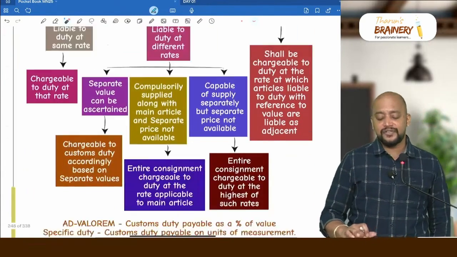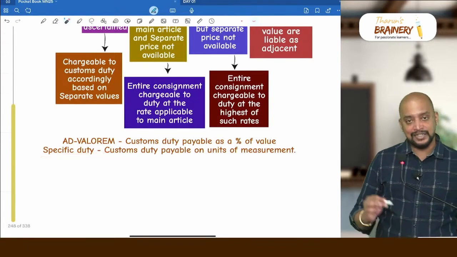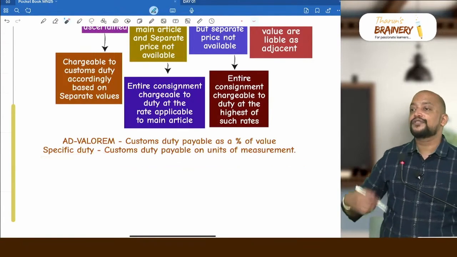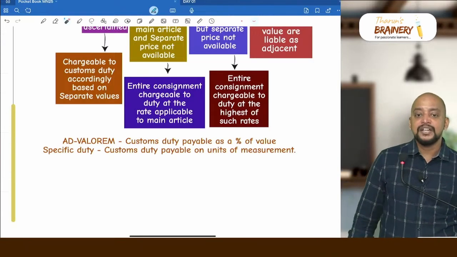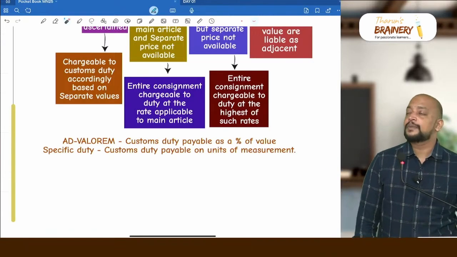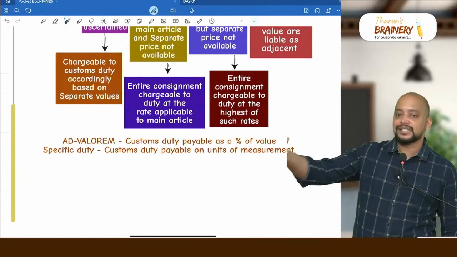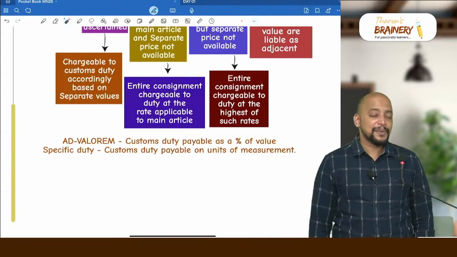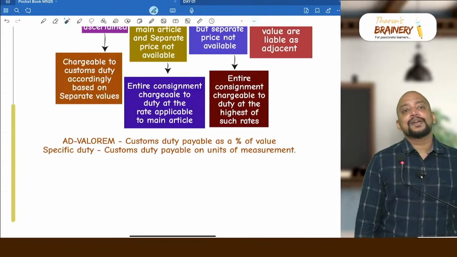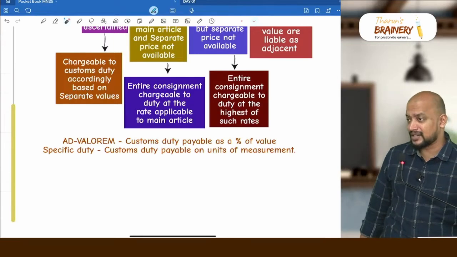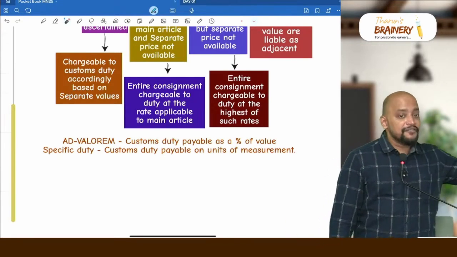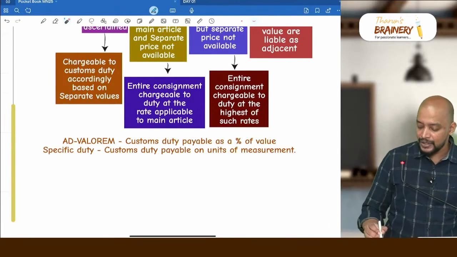What is the opposite of ad valorem duty? Specific duty method means customs duty payable on the basis of units of measurement. For example, on import of marble slabs, we need to pay based on square feet. On import of TVs, we need to pay on the number of inches. Depending upon the product, we need to pay customs duty on the basis of units of measurement, that is known as the specific duty method. Whereas ad valorem is on the basis of value, a percentage of value.